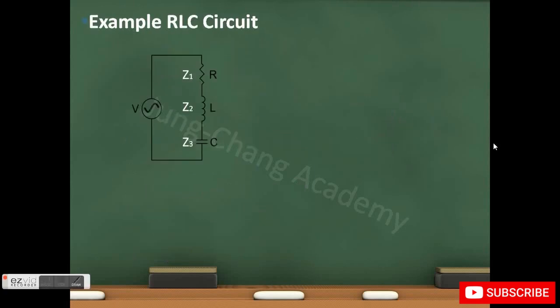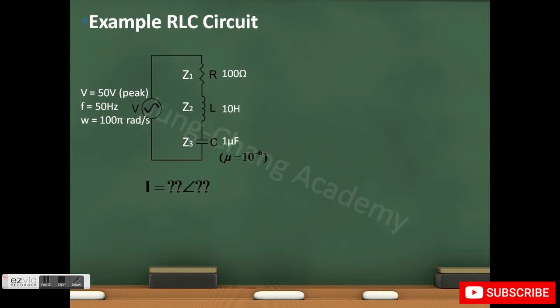Now with what we learned, let's look at this simple RLC circuit. Assume we have a voltage supply of 50 volts amplitude at 50 Hz. We know that the angular frequency is 2 times pi times f, which is 100 pi radians per second. And assume that we have a 100 ohm resistor in series with a 10 Henry inductor and a 1 microfarad capacitor. How can we determine the current I and the phase shift between the voltage and the current?